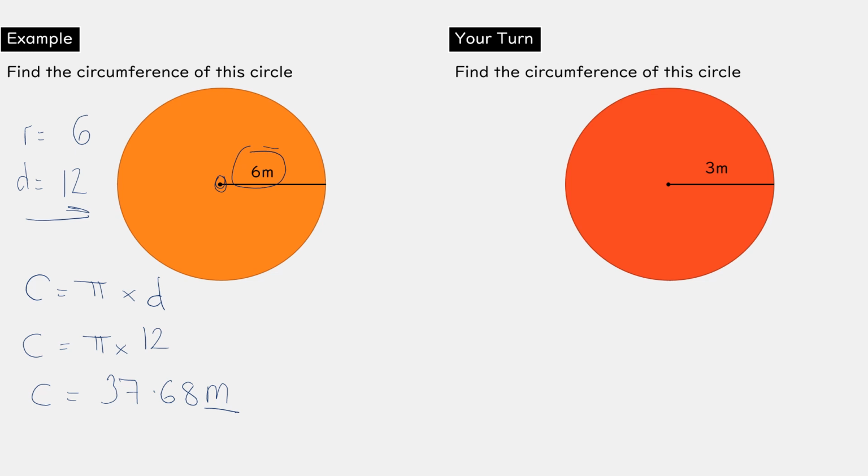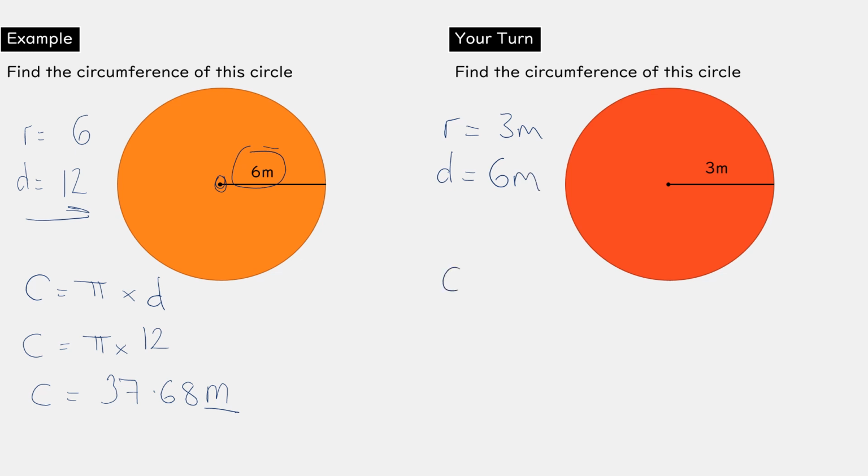Okay, brilliant. So make sure you're showing every step of the workings. Let's see how you got on. As always, let's write out those two things. The radius this time we're given is 3 meters, and the diameter is going to be double that because it's got to go all the way across.